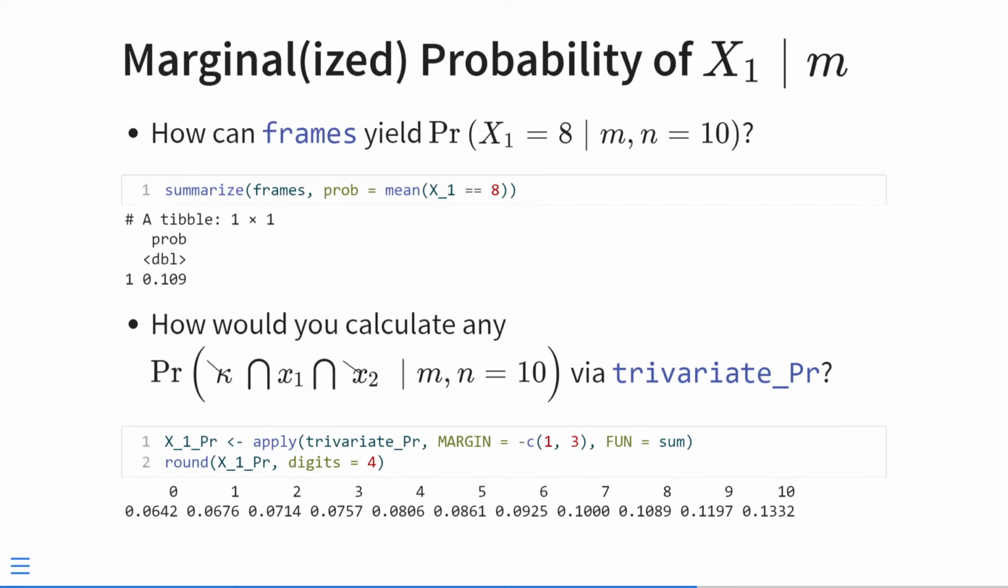We can also do it by summation with joint probabilities, trivariate probabilities, summing to marginalize over the stuff we don't want to condition on. And we get the same answer.